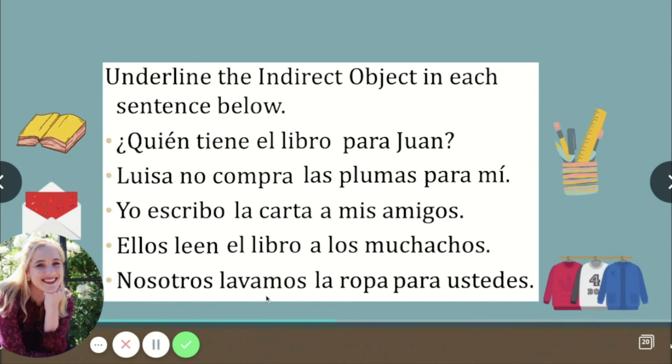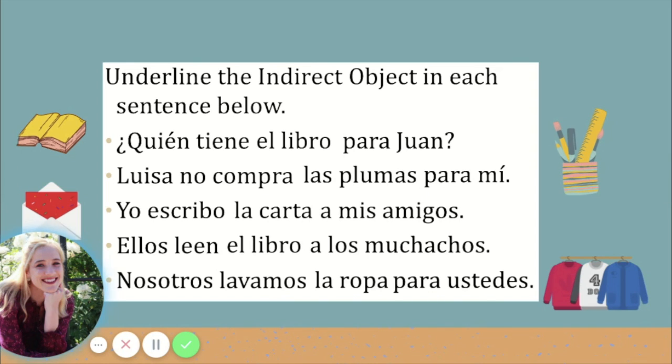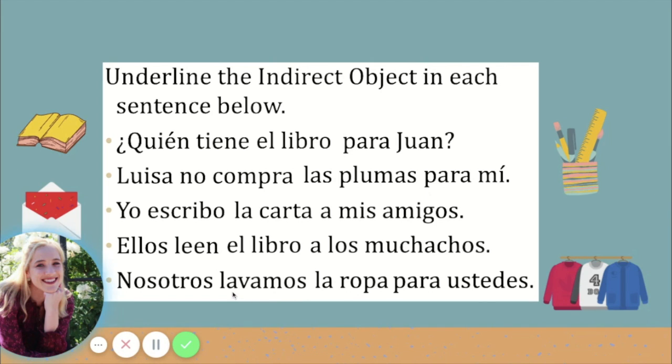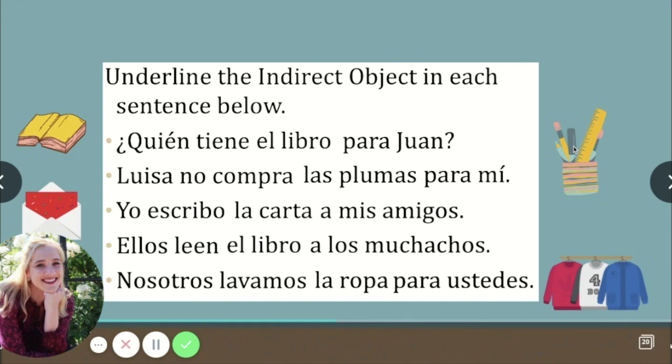And the last one. Nosotros lavamos la ropa para ustedes. We wash the clothes for you. Okay, so we have our conjugated verb. Remember, we were doing that a couple weeks ago. So if our verb is lavar, to wash, nosotros lavamos. What did we wash? What's our direct object? La ropa. Okay, and who did we do that for? For you all. Para ustedes. So our indirect object is going to be ustedes.